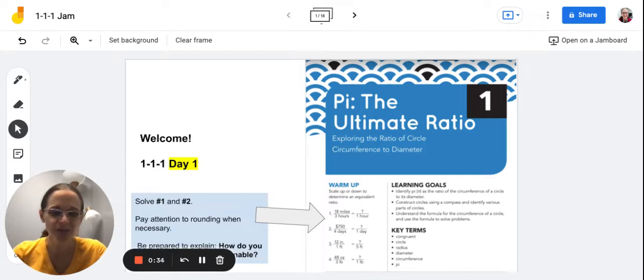To get started today, I want you to look at the warm up. You don't need to do every problem in the warm up, but you do need to do number 1 and number 2. That would be these ones right here. Now, while you're looking at these, I want you to pay attention to the rounding. Be sure that your answer is reasonable. Does it make sense? We're going to talk about that in a minute. How do you know your answer is reasonable?